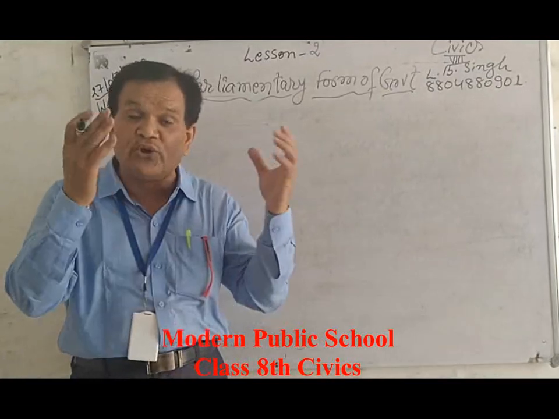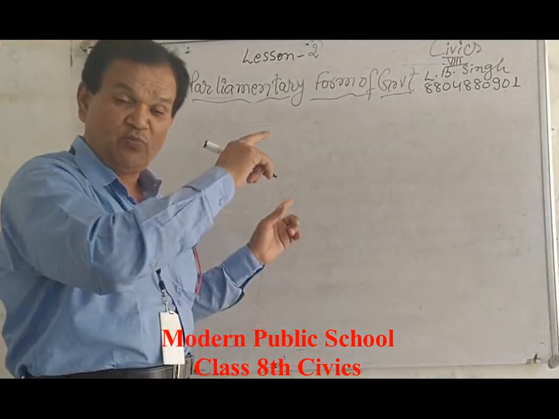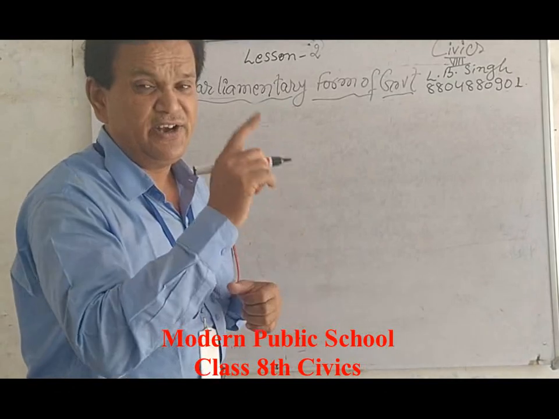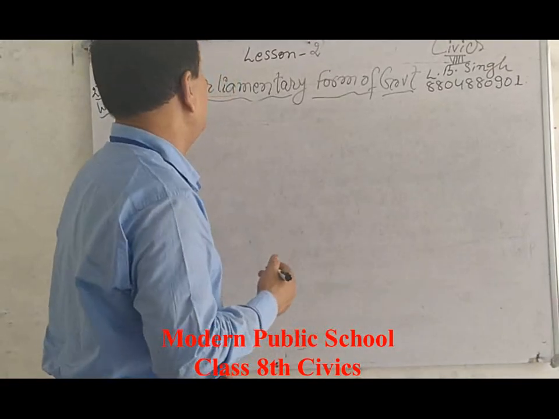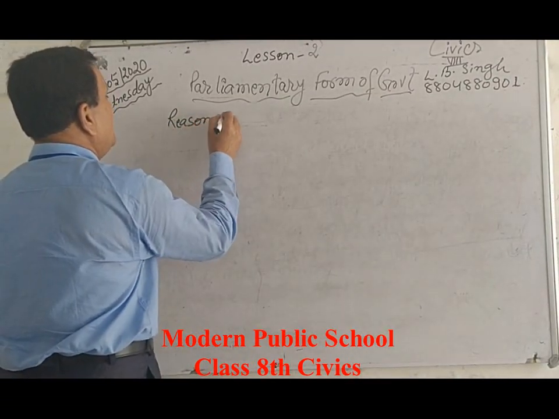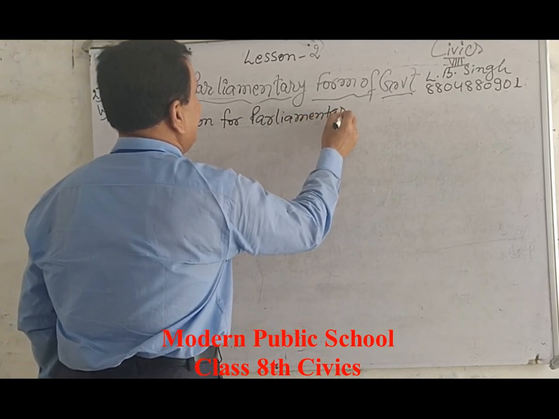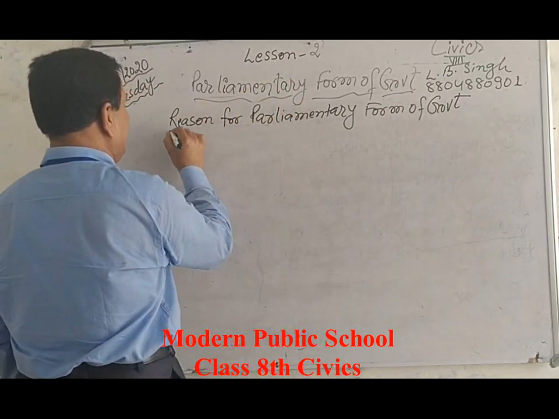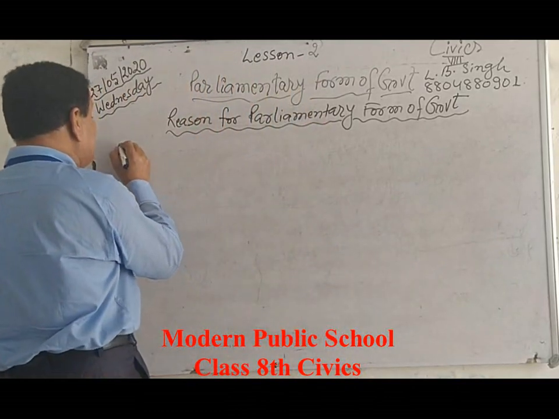The second reason, do you know this thing? India was ruled by the Britishers for a very long time, that means more than 200 years. And after that, India became free in 1947. These are some reasons I am going to explain to you regarding the parliamentary form of government. Now we have to study one by one these reasons.